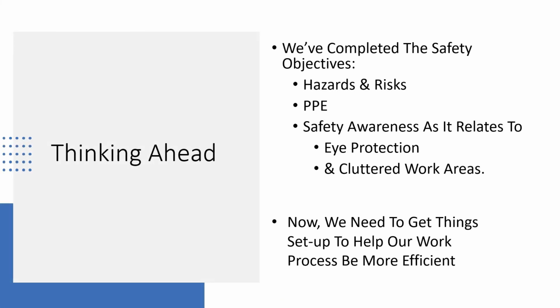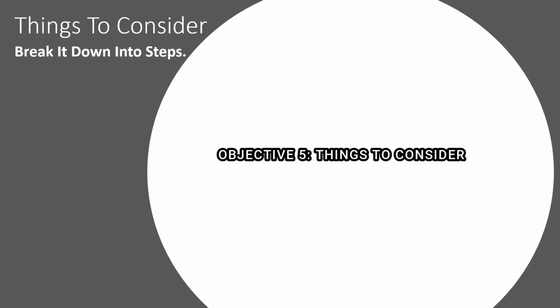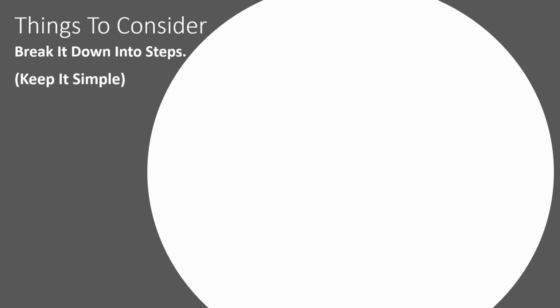All right, thinking ahead, we completed the safety objectives. We looked at hazards and risk, PPE, safety awareness as it relates to eye protection and cluttered work areas. Now we need to get things set up to help our work process be more efficient. Break it down into steps. Keep it simple.